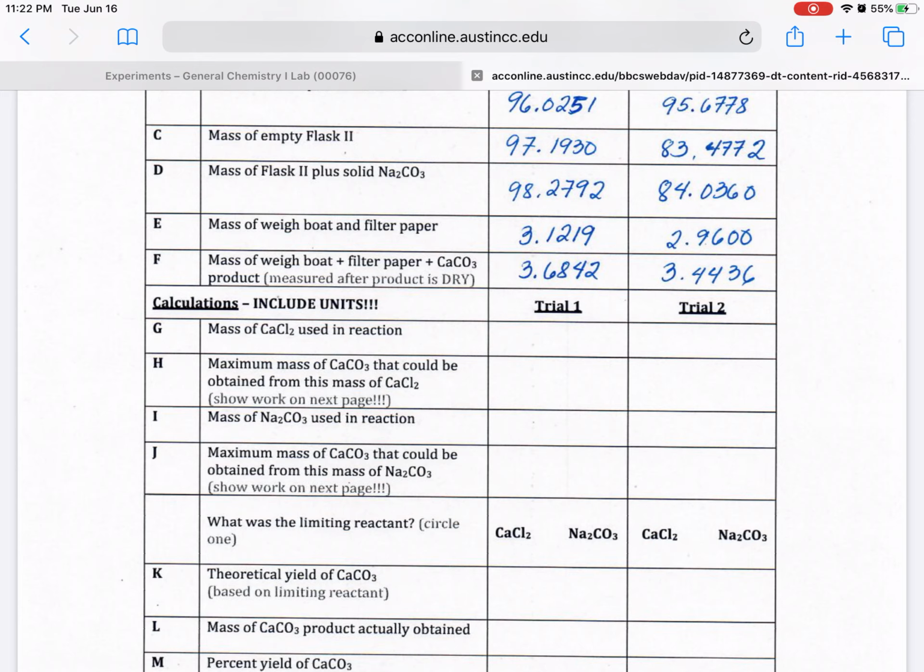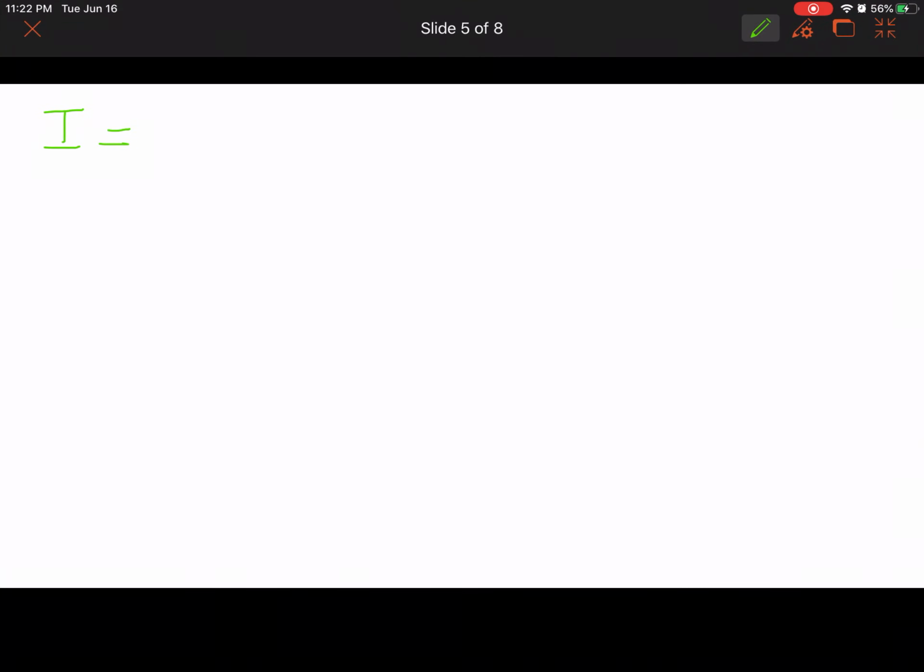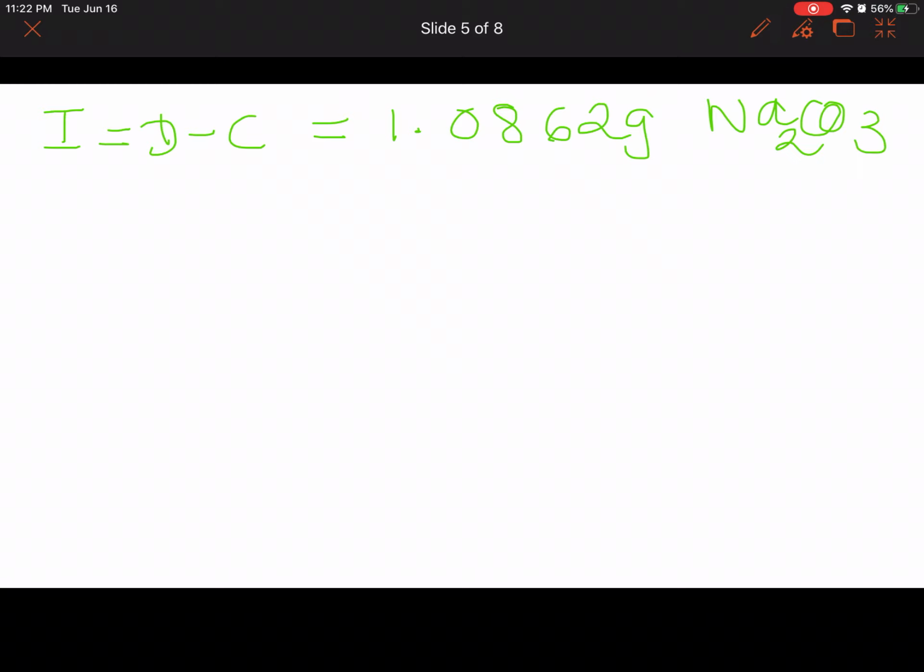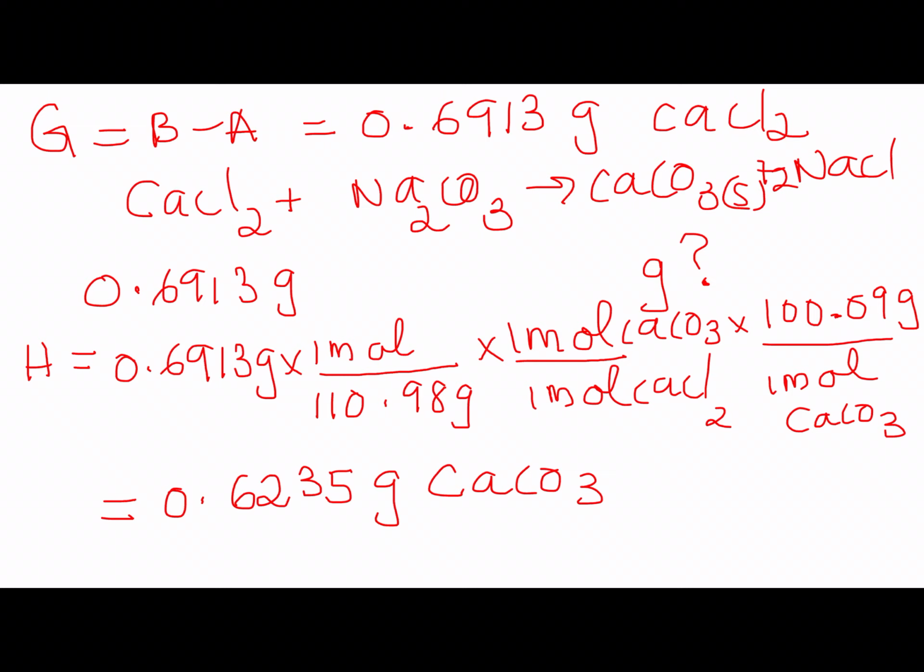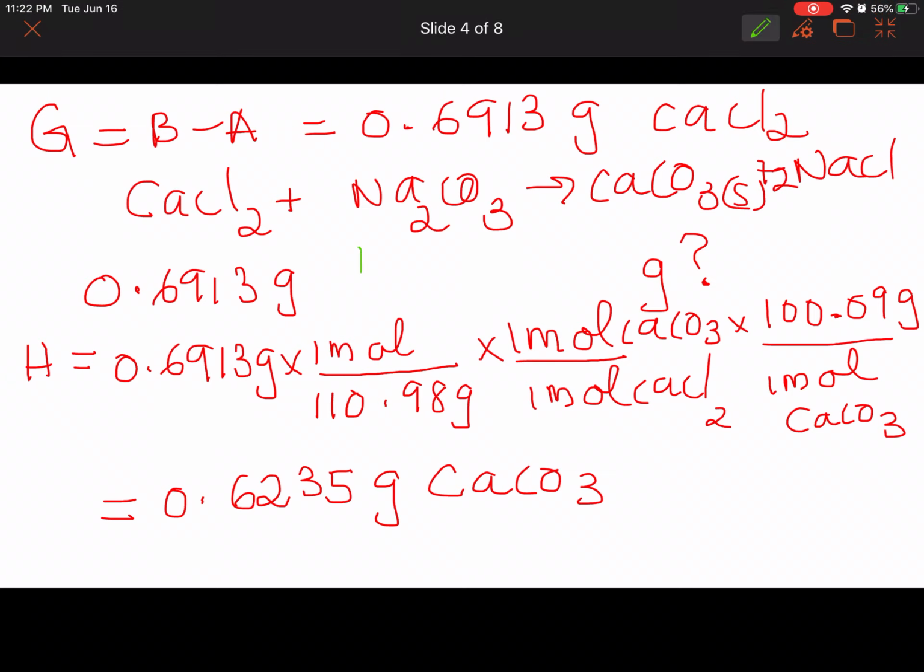Because C is the mass of the empty flask, and D is the mass of the flask and the solid sodium carbonate. So that's going to be D minus C, and that would give you 1.0862 grams sodium carbonate. Now what we're going to do is put that number in. So we use sodium carbonate, 1.0862 grams. Now with this amount of sodium carbonate, what's the maximum amount of calcium carbonate we can make?